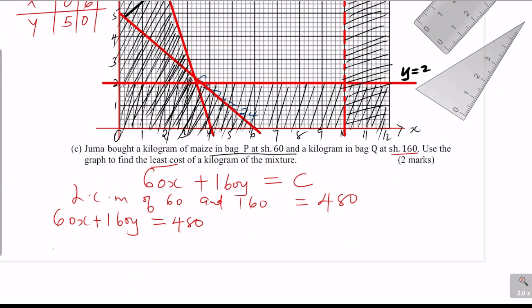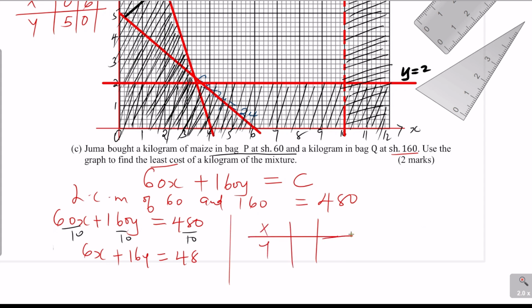And you can simplify this by dividing everything through by 10. This will give 6x plus 16y is equal to 48. So let me draw this search line. Just use 2 points. When x is 0, you substitute that in 6x plus 16y equals 48, and y will be 3. And then when y is 0, 6x plus 0, that will give us 8.